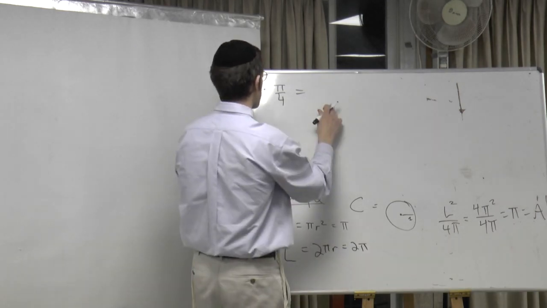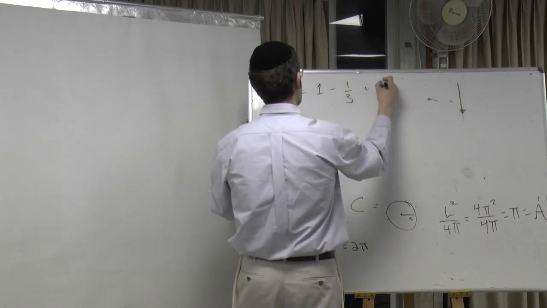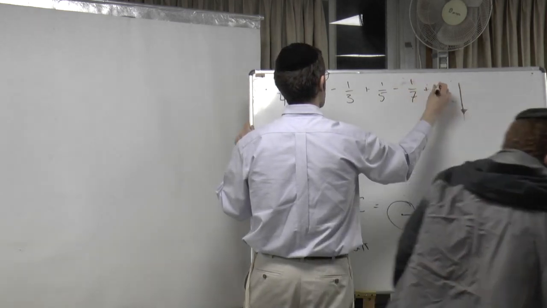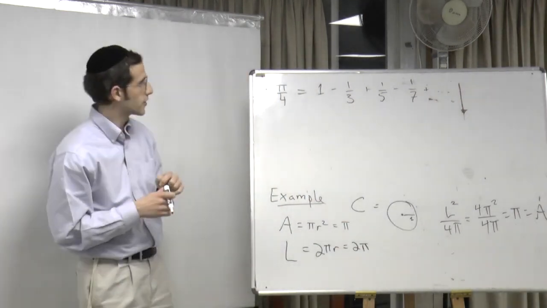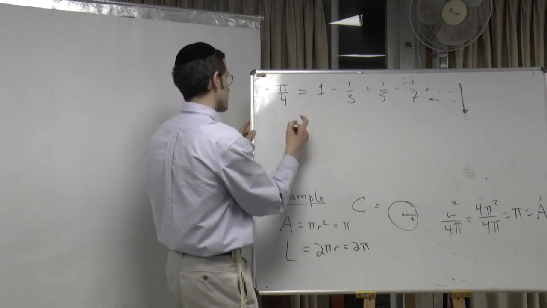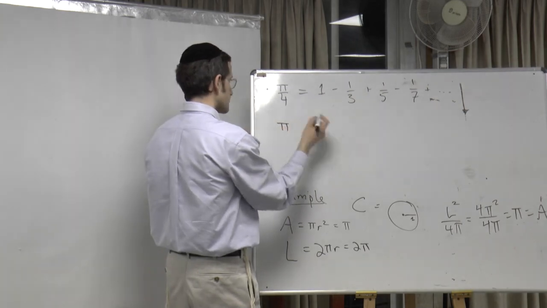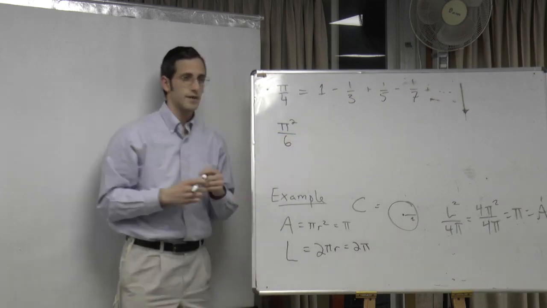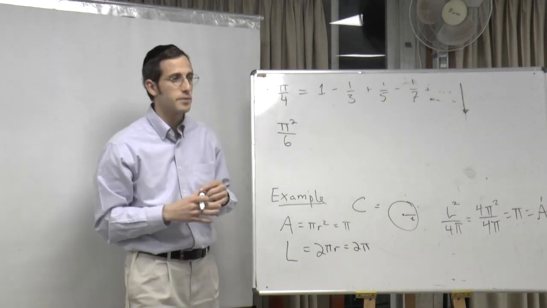So it says, well, you start with 1 minus 1/3 plus 1/5 minus 1/7, etc. And this will give you pi over 4. You can multiply by 4. Then there's another formula, a similar formula which is a bit better for computing things, and it also relates to number theory.